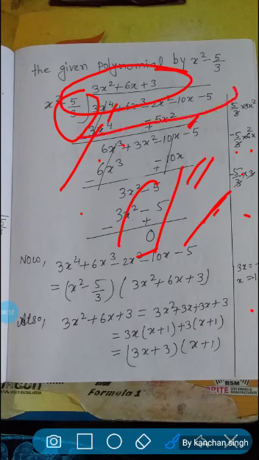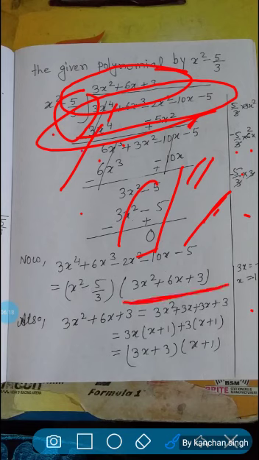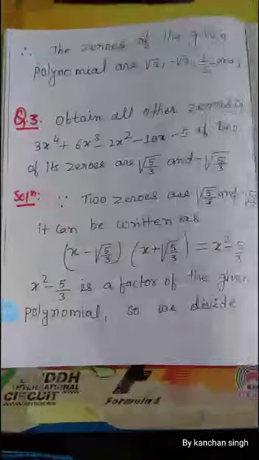So the whole equation can be written as (x^2 - 5/3)(3x^2 + 6x + 3). Again you do the middle term splitting. Is that okay? So we know how to do the middle term splitting. So here 3x^2 + 3x + 3x + 3. 3 times 3 is 9 and 3x plus 3x is 6x. Again you take 3x common, x plus 1. Again x plus 1. So here 3x plus 3 and x plus 1.